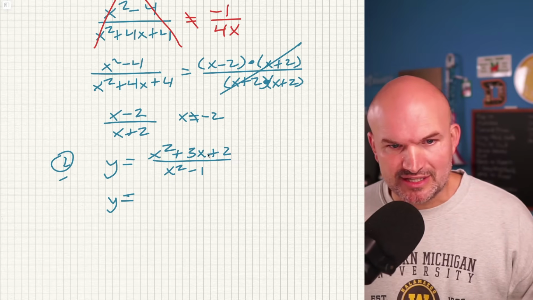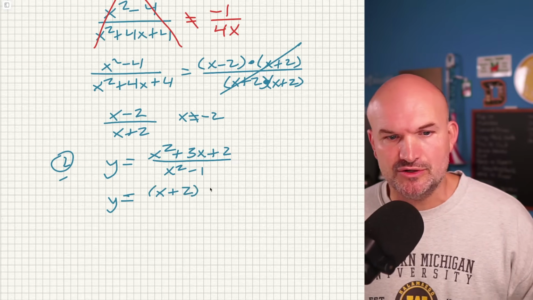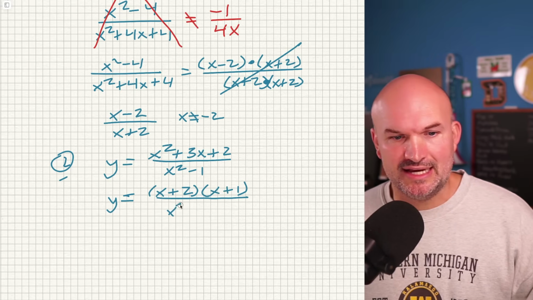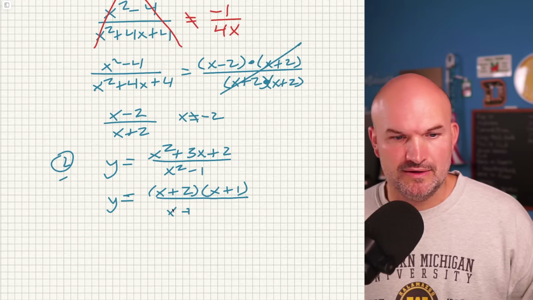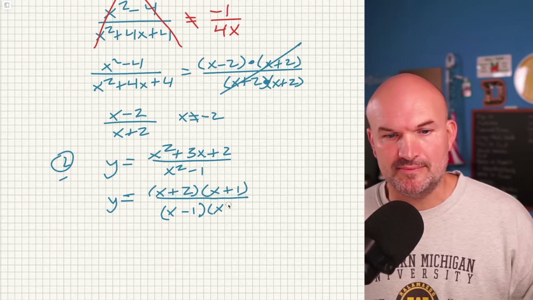So I can factor this. What 2 numbers multiply to 2 and add to give me 3? I can rewrite that as an x plus 2 times an x plus 1. And then here in my denominator, I have x squared minus 1. Again, that's a difference of 2 squares. So x minus 1... that looks written badly. So that's an x minus 1 times an x plus 1.